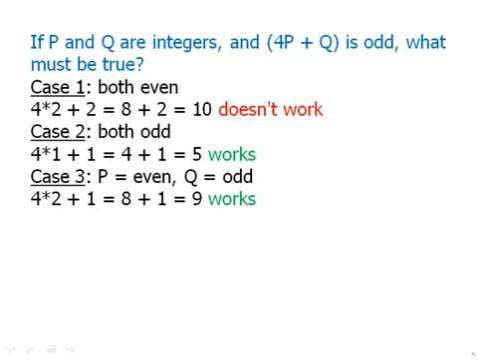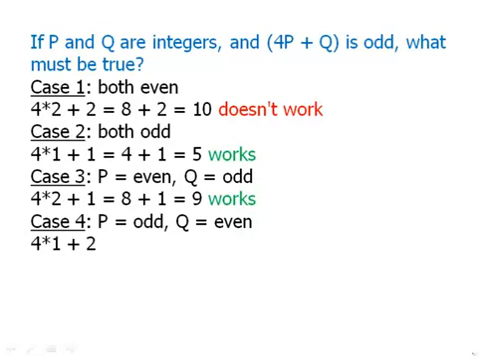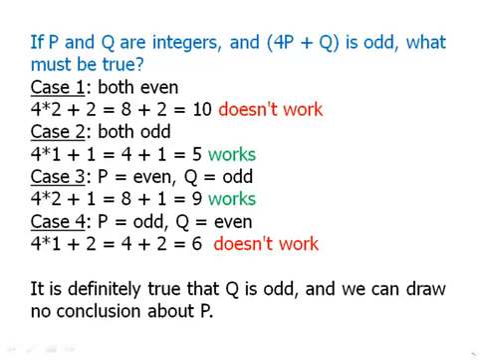So we have 2 cases that work. Now we'll try case 4. p is odd, q is even. We get 4 plus 2 is 6. That doesn't work. So what exactly is the pattern here? Notice that the cases that work are the cases where q is odd. If q is odd, then the expression is odd. And if q is even, then the expression doesn't work. So the conclusion that we can definitely draw is q is odd, and we really can't draw anything about p. It is definitely true that q is odd, and we can draw no conclusion about p.